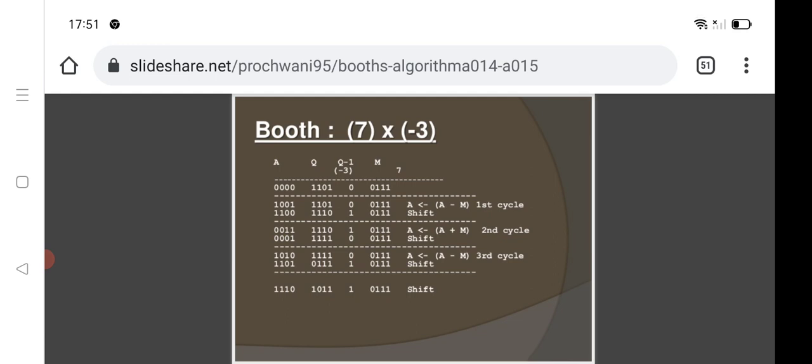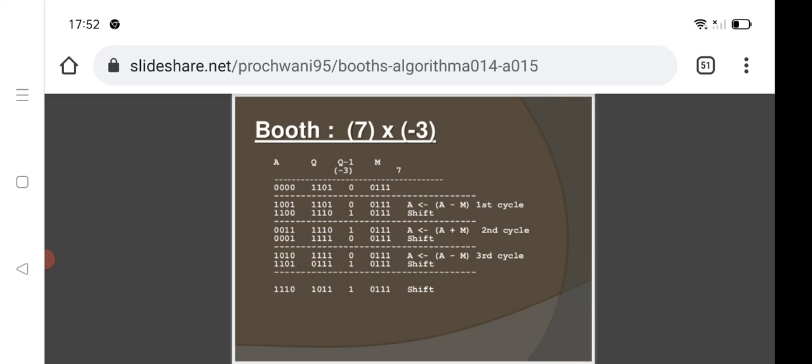Okay, once it is done, I need to decrement my count value from 4 to 3. Again, it needs to check whether count is equal to 0 or not. It is not equal to 0. I need to check my q naught and q minus 1 value. What is my q naught and q minus 1 value? It is 0 and 1. It is 0, 1 means I need to perform A is equal to A plus M.